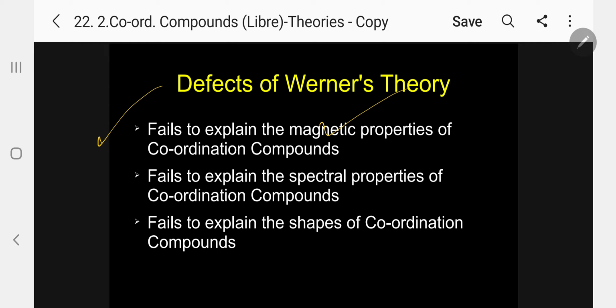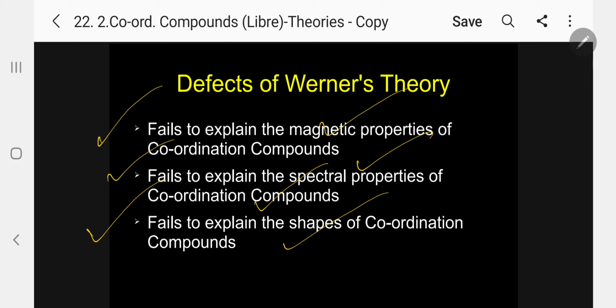Because all the coordination compounds are either paramagnetic or diamagnetic, that cannot be explained by Werner theory. Number 2, Werner theory fails to explain the spectral properties of coordination compounds. Spectral properties, kindly follow: colored or colorless. That cannot be predicted.